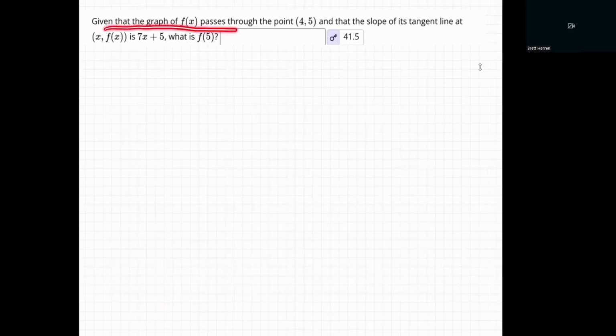Given that the graph f of x passes through the point (4, 5), and that the slope of its tangent line at (x, f of x) is 7x plus 5, what is f of 5? This might seem like a bit of a mystery, but let me help.